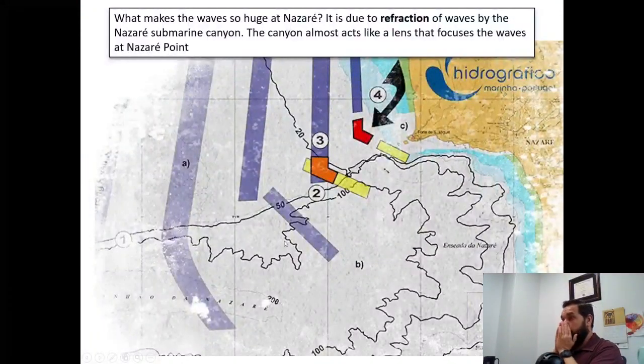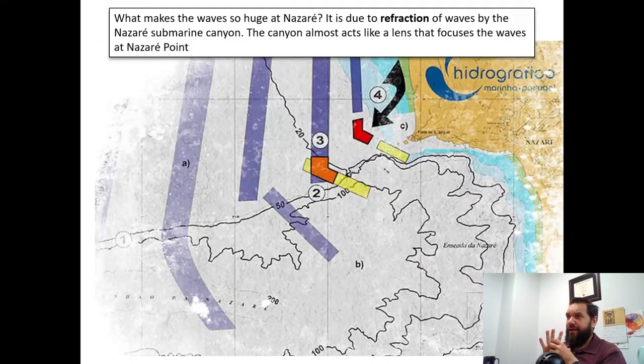So anyway, Nazaré. What makes it such a fascinating place? Well, it's due to a couple things. It's due to refraction of waves by the Nazaré submarine canyon, and the canyon almost acts like a lens that focuses the waves on Nazaré Point in Portugal. Okay, so we're going to talk a little bit about refraction. Just like light waves can be bent by a lens, ocean waves can be bent like a lens too and focused on a certain point. We're going to talk about that in just a minute, right? We're almost done here.